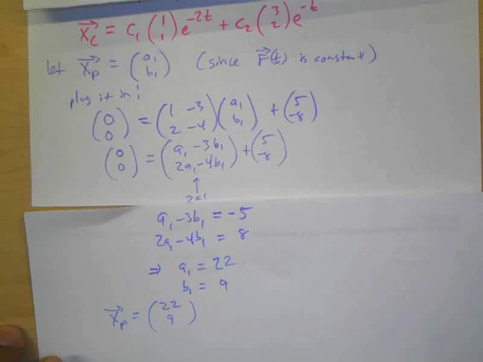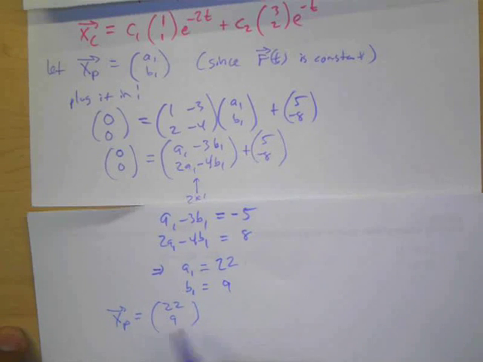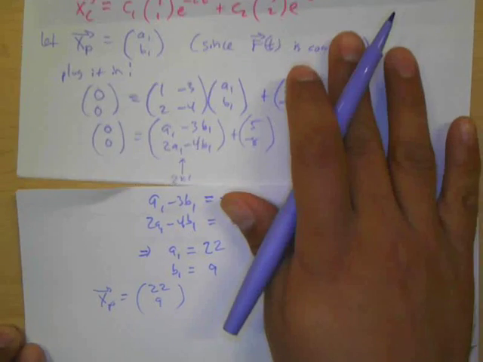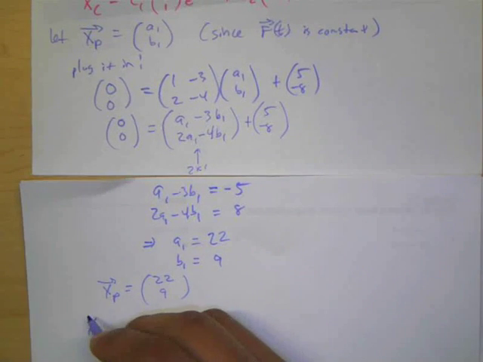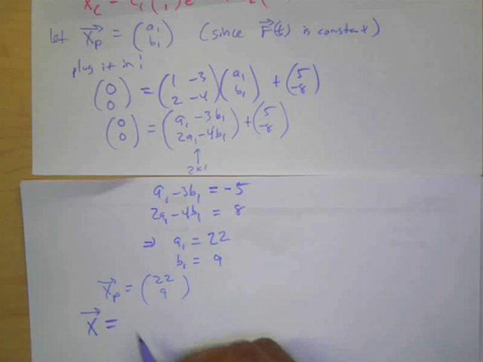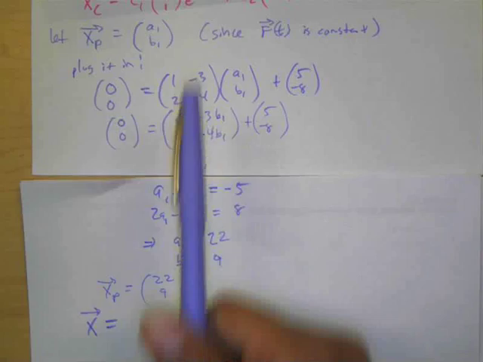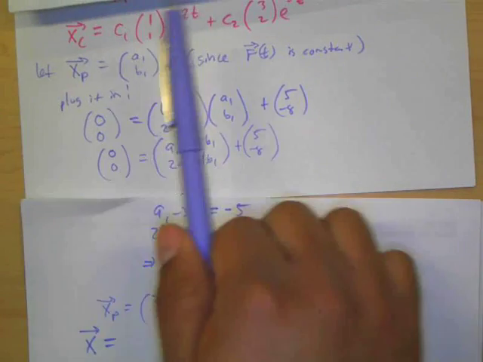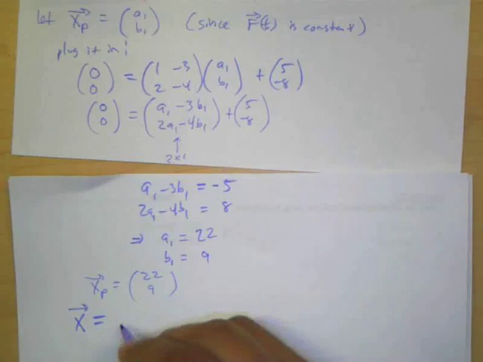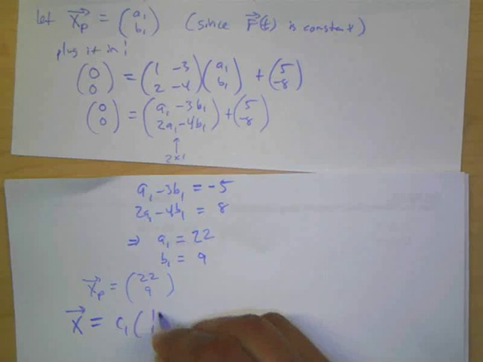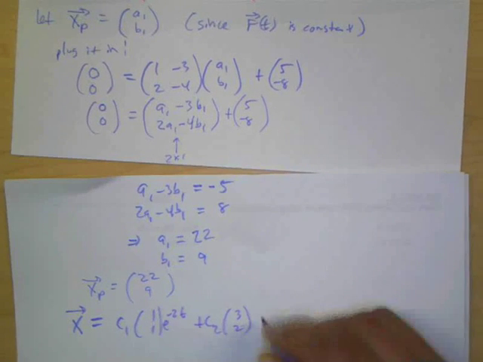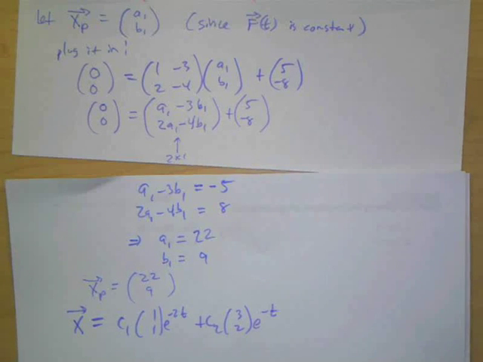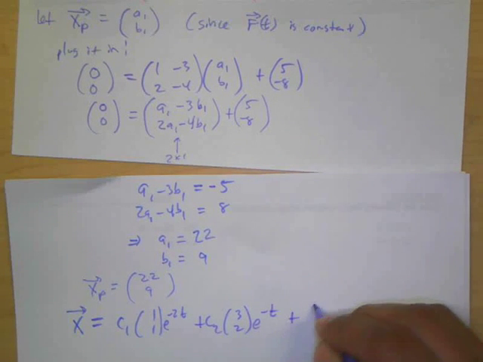Say that again? Yes, so the final answer, very good. As we learned with the non-system version of non-homogeneous equations, you take the complementary solution, which I moved right up here in pink, C1, 1, 1, e to the negative 2t, plus C2, 3, 2, e to the negative t, and then the particular is just going to be 22, 9.